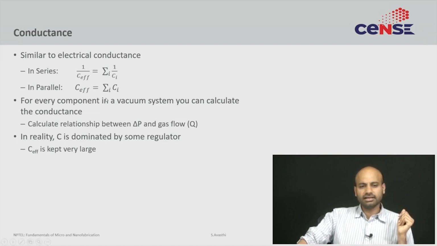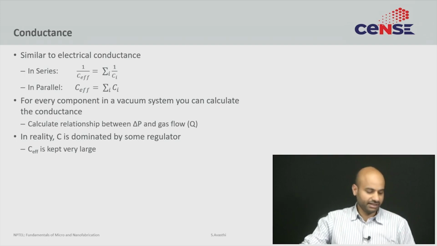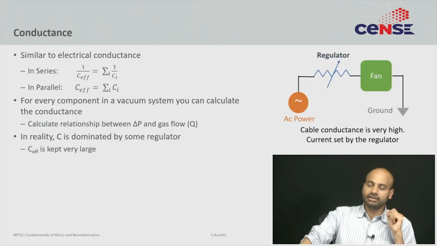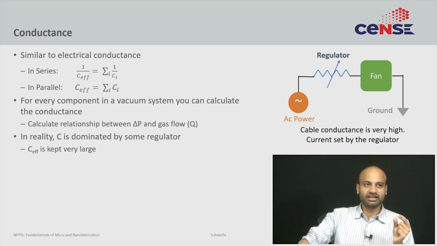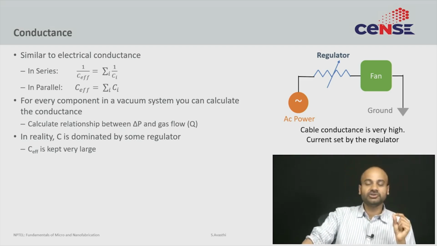Now, in a real system you do not necessarily build a system that is conductance limited. Let me explain by giving a practical example. If you take your house, and in your house you have a fan. Now, in order to control the amount of current that flows through that fan, you do not calculate an effective resistance and then use a wire of precisely that resistance, right. That is not what you do. And the reason you do not do that is because it is too unpredictable, it takes too much work.